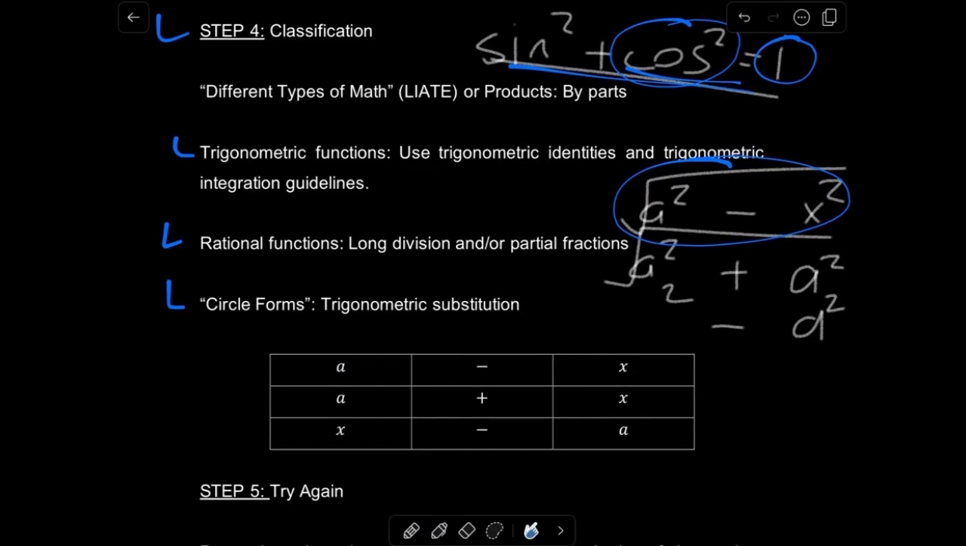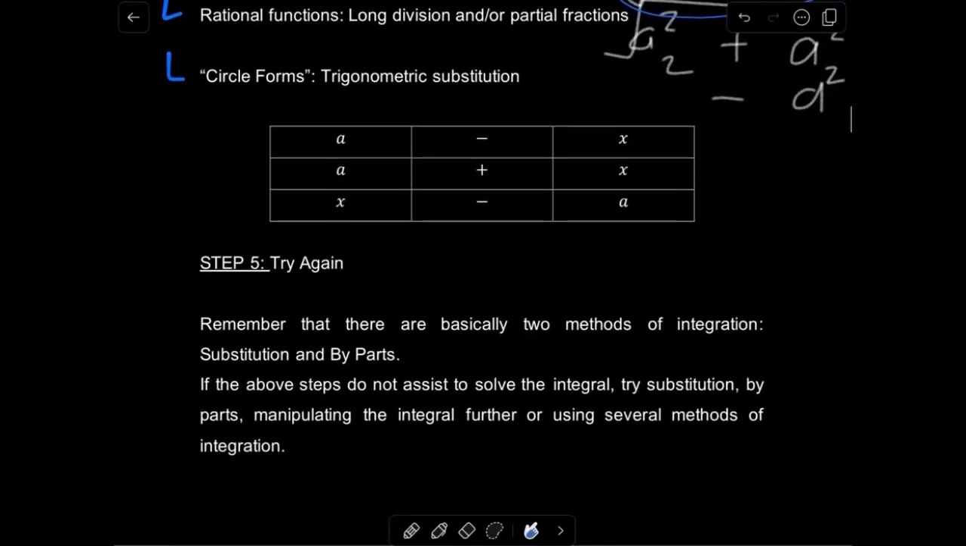If step 4 doesn't help, then we go to step 5. And it looks a bit mundane, try again, but most integrals you aren't going to solve the first time until you get a feel for integration. So you are going to come back to try again a lot. So remember that all of the methods of integration that we've learned can basically be split up into two: substitution or by parts at the end of the day.